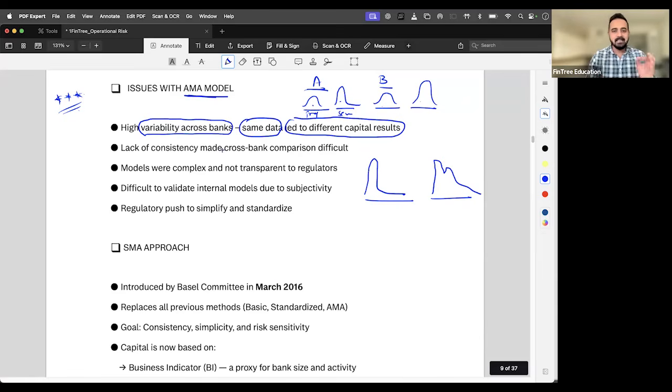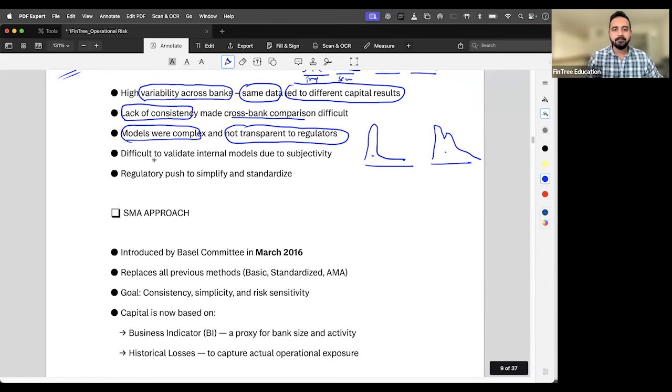That's why I'm spending time. Same data, but led to very different capital results. Lack of consistency made cross-bank comparison difficult. Models were too complex, not transparent to the regulator, because all that you do is you say, hey, this was my loss distribution. How do you challenge it? It's picked up through a random Monte Carlo process. It's picking up random data points from my distribution. So, we did what you asked us to do. So not transparent to the regulator.